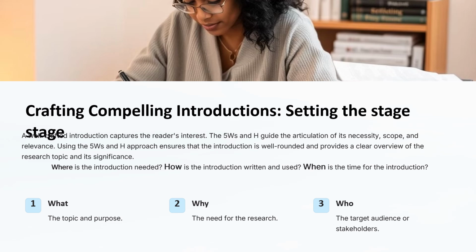Who needs the introduction? The target audience or the stakeholders, the readers, the professionals in your field, the government of that organization, of the nation, and the players in that field of endeavor. So we look at when is the time for the introduction. It is at the start of your research, because introduction cannot come at the end of your research.